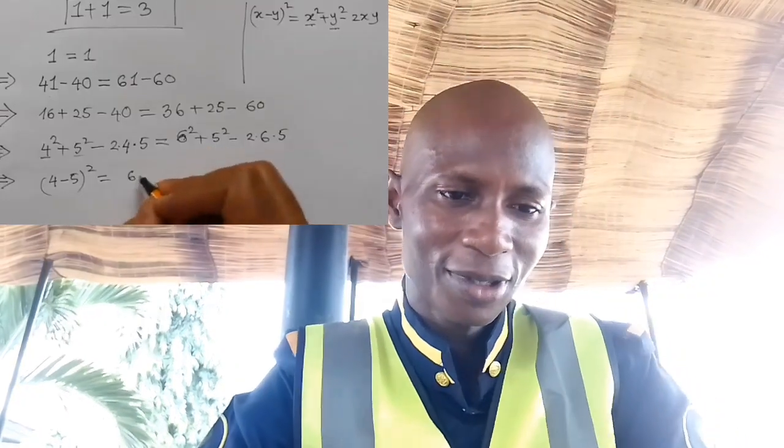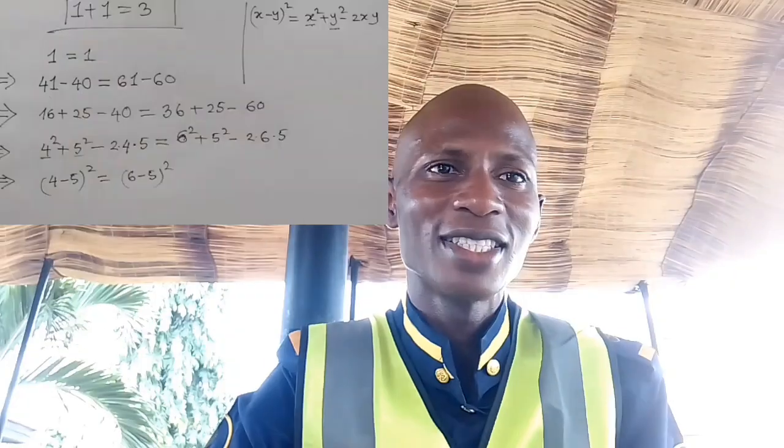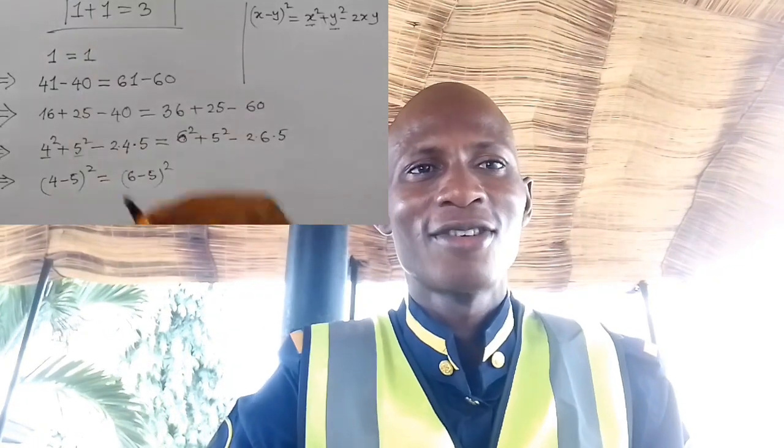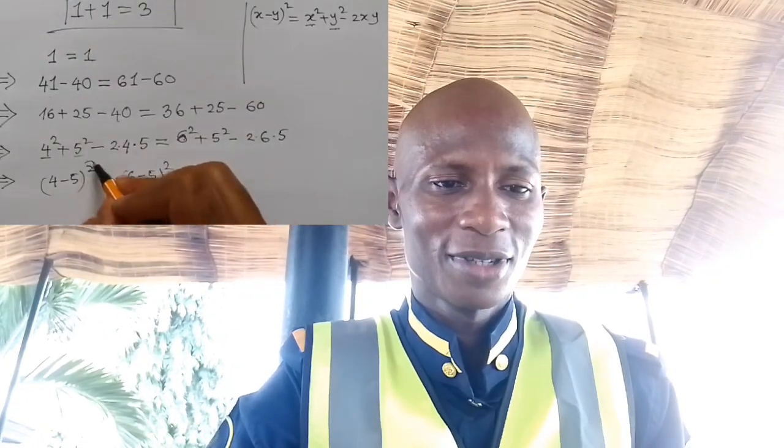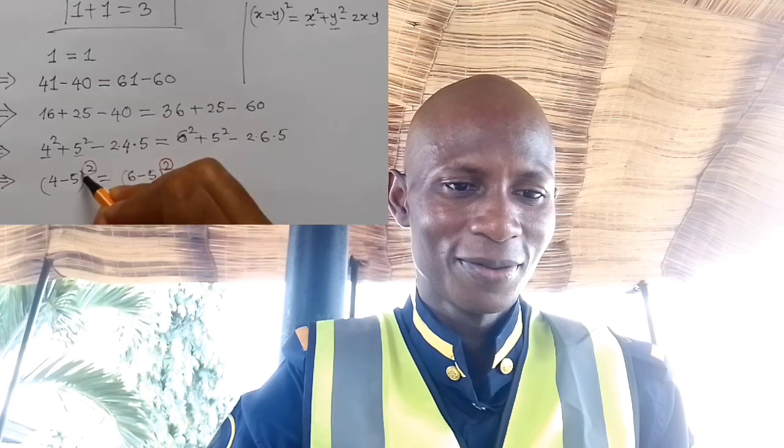That means you end up with 5 minus 4 whole square. Now see how it is ending. The interesting point of this calculation: look here, left hand side I have one square and right hand side another square. So they are the same, they cancel each other.